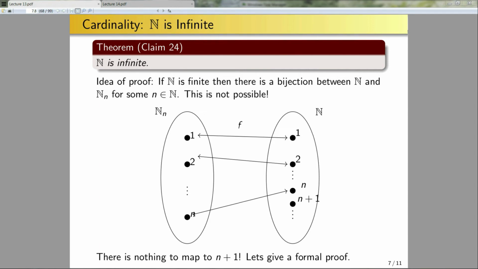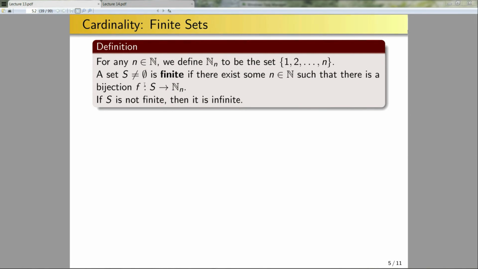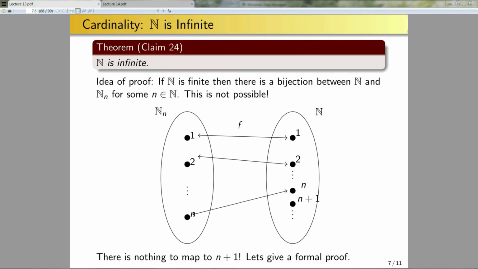So let's now give a formal proof. And actually, before I jump to the formal proof, I forgot to mention this before. Back here in this definition, when I say that there's a bijection from S to N, this also implies that there's a bijection from N sub n to S, since the inverse of a bijection is a bijection. So here when I'm talking about the lack of a bijection from this N sub n to N, that's equivalent to talking about the lack of a bijection from N to N sub n. It's just sometimes more convenient to work with N sub n as the domain. Okay, so this said, let's look at the formal proof.